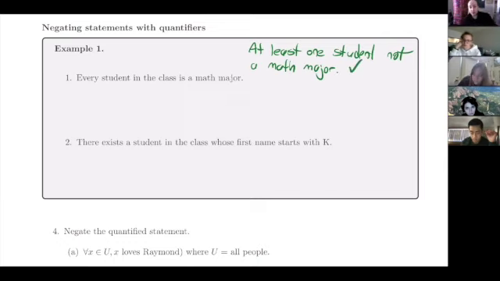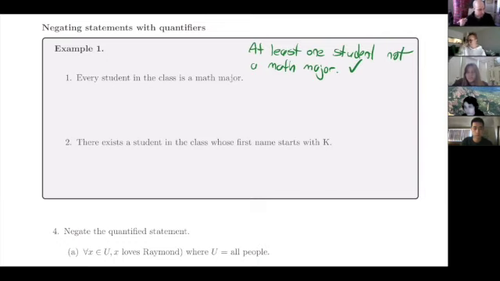Right, and that's true. If the original statement is "every student in the class is a math major," what would contradict that? We just need one, right? We don't need every single student not to be a math major. So this falls in line with what some people are saying as well: there exists a student that is not a math major. That's great.